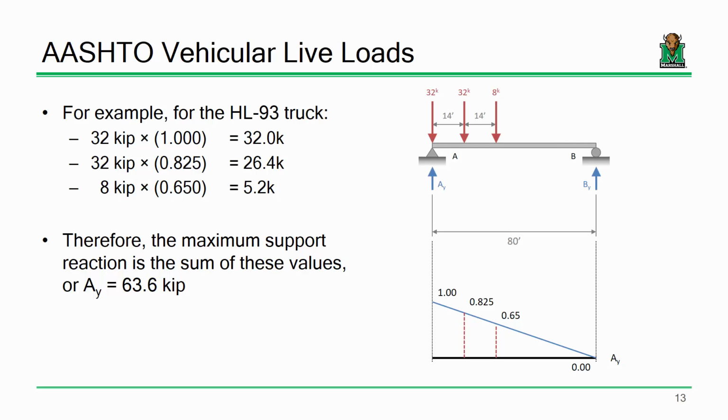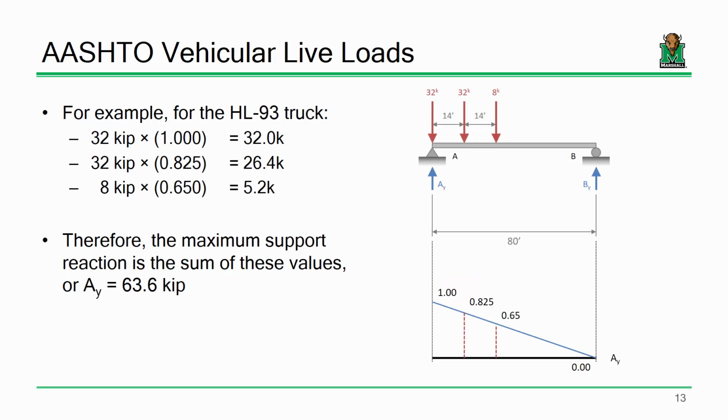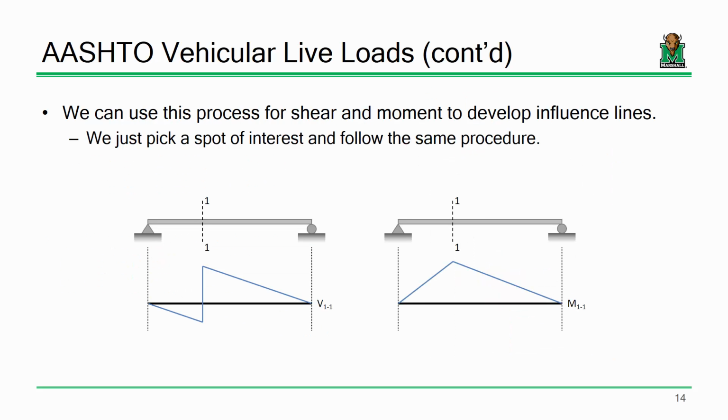Now, let me back up a little bit. What we just saw was an influence line for a reaction. We can very easily do one for shear, for moment. What we do is pick a particular spot of interest and then just do the same thing. Pick a point, draw the influence line. Pick a point, draw the influence line. How do we do that? Move the load, determine the response.